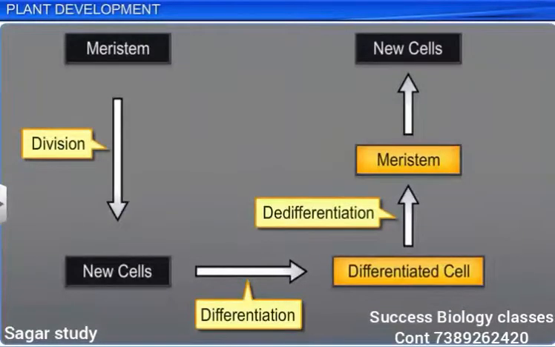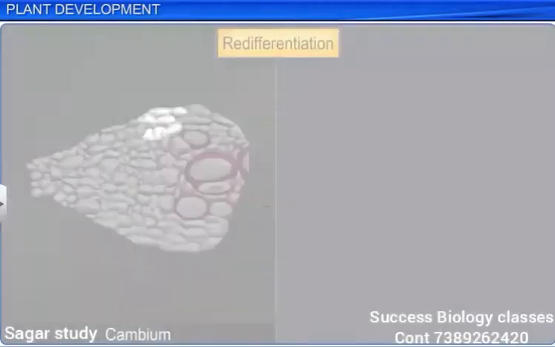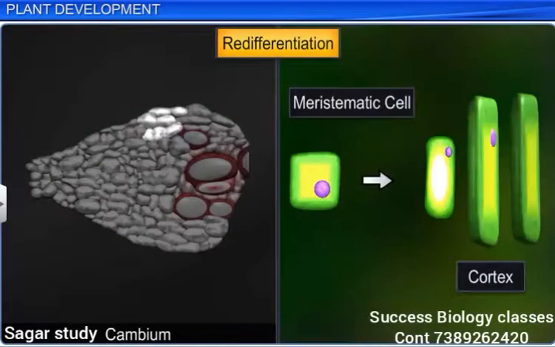Meristems formed by de-differentiation give rise to cells that lose the ability to divide but mature to perform specific functions, which is called redifferentiation. For example, the meristematic cells of the interfascicular cambium redifferentiate into the cortex.